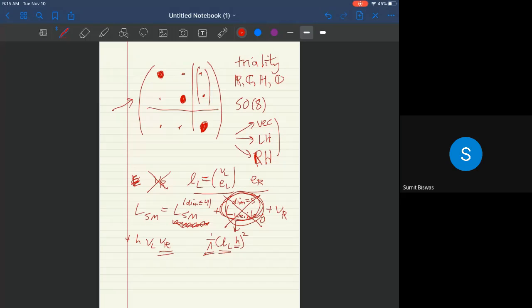So the left-right symmetric model can give the answer, embed the neutrino mass, right? The left-right symmetric model, yeah, has to have the right-handed neutrino, and it does explain the neutrino mass, yeah.